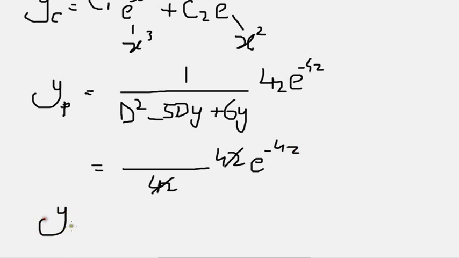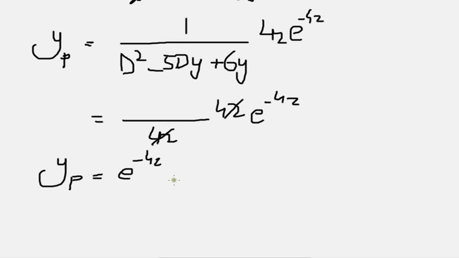So our yp in terms of z would be e to the power -4z, but we have to change it to get it into x. So it will be yp equals, not e, it will be just x to the power -4.